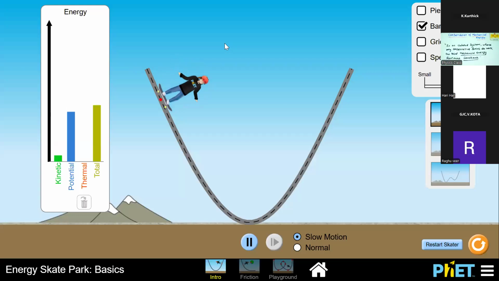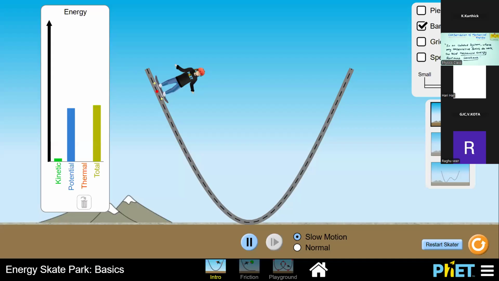As long as we have kept friction off. So this perfectly illustrates how energy transforms between potential and kinetic forms, but the total mechanical energy stays the same in an ideal system. Okay, is it clear? Total energy is constant. The kinetic energy increases, potential energy decreases. Yes, very good.